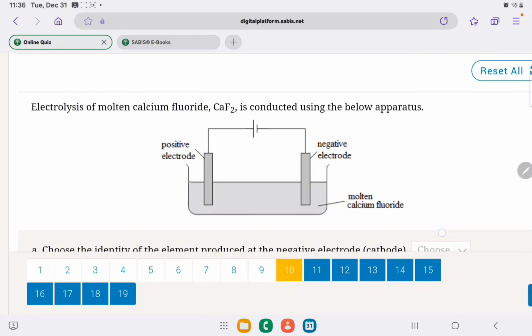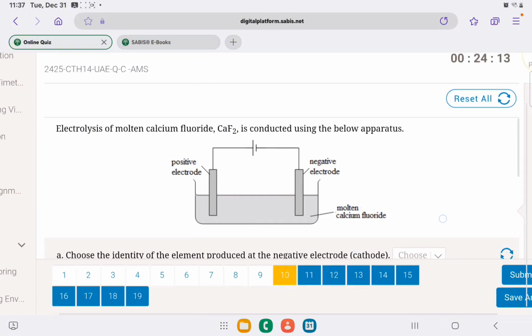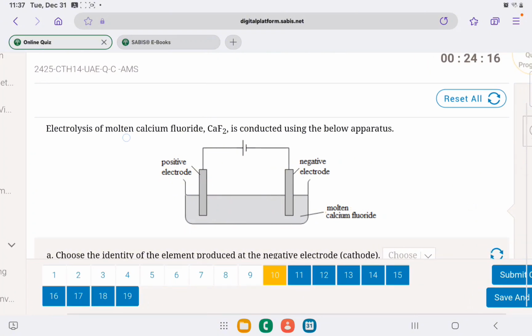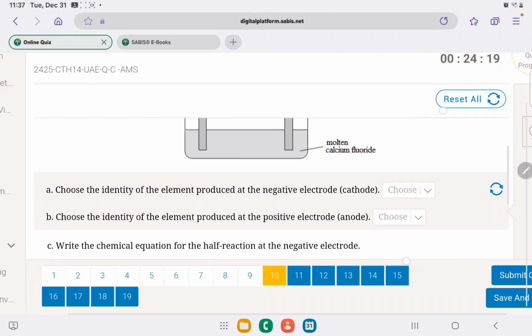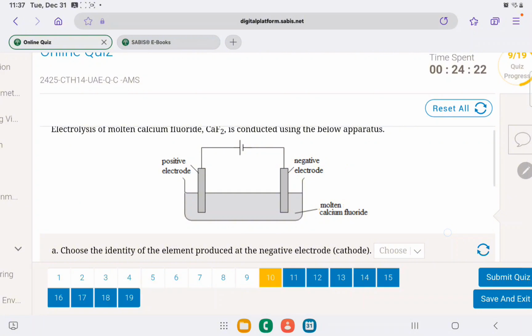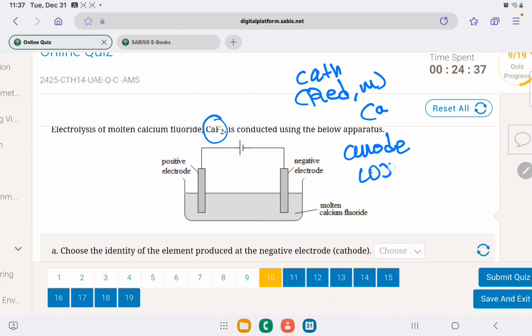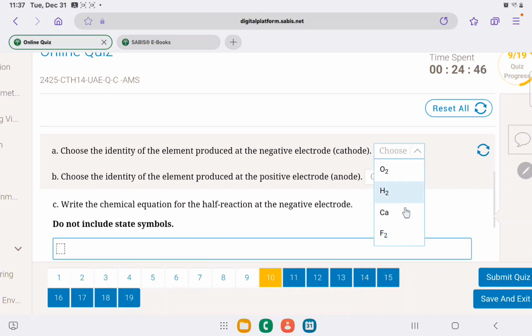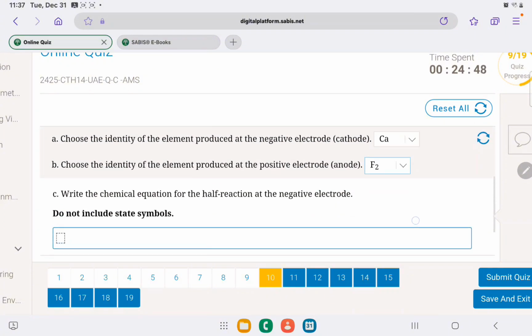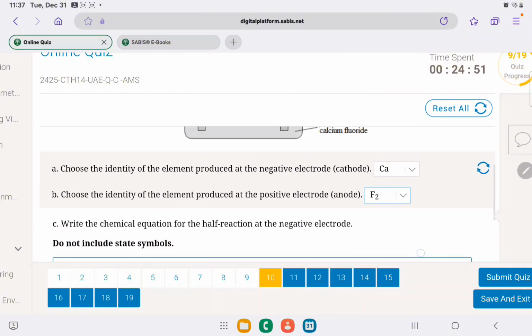Electrolysis of molten CaF2 is conducted using the below apparatus. So it's molten, okay? Identify the element produced at the cathode. So again, cathode, we have reduction, so it's the metal. And in CaF2, Ca is the metal. And at the anode, we have oxidation, and it's the non-metal. And in CaF2, F is the non-metal. So Ca and F.